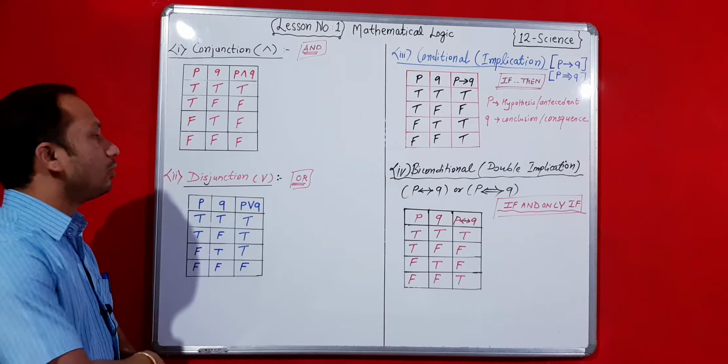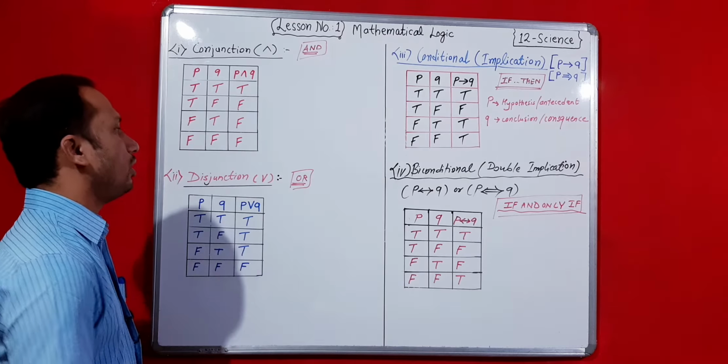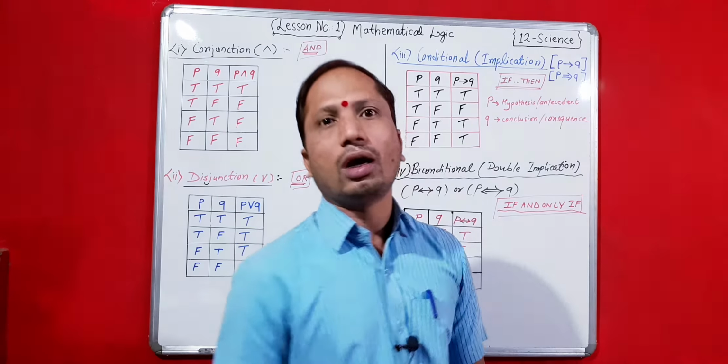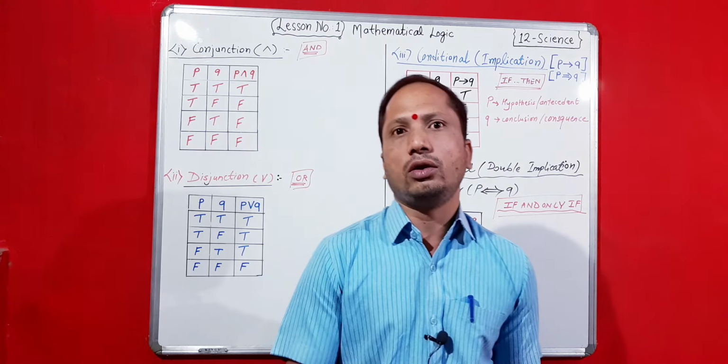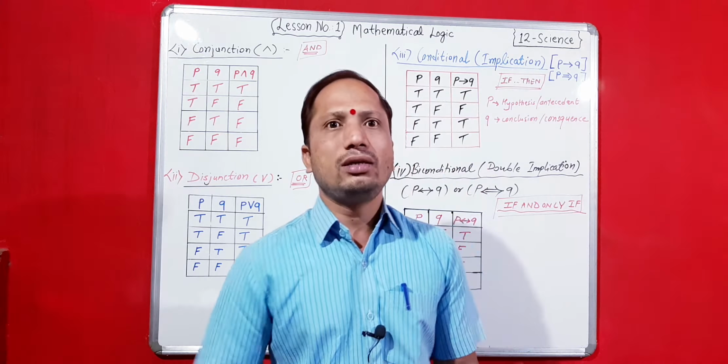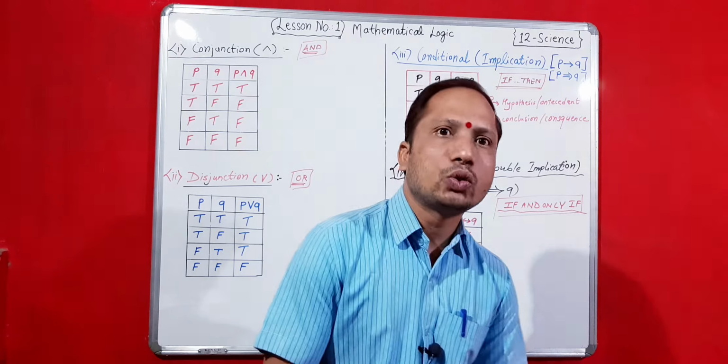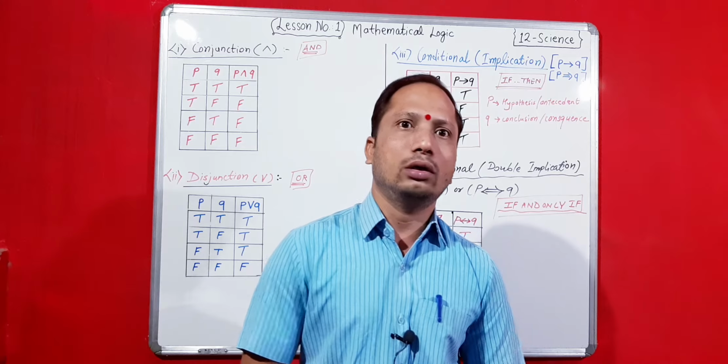Second, I have the disjunction. I will use or. For example, I will study or I will play. Like this, you can take any example, such as I will go to Mahabaleshwar or I will go to Matheran.